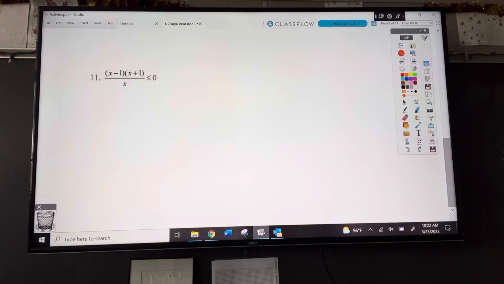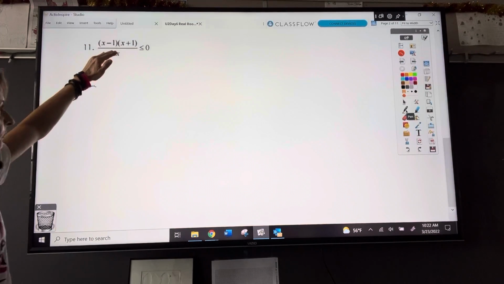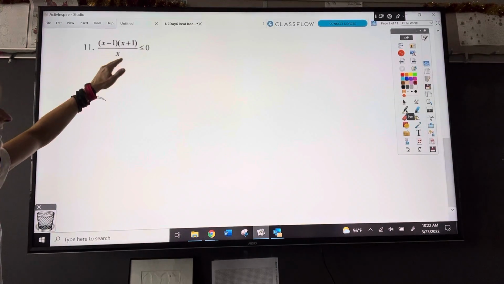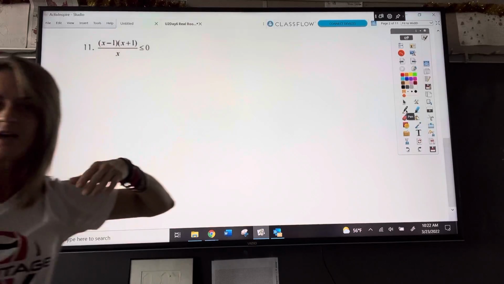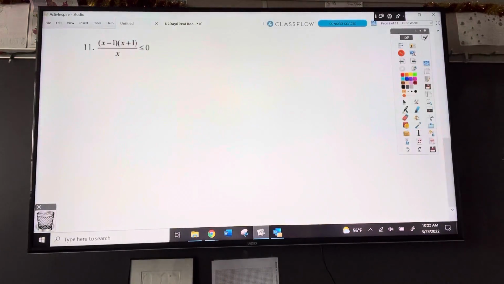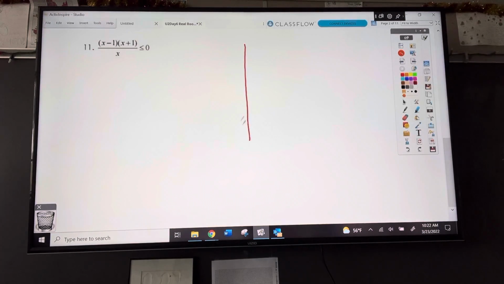So number 11, these problems have basically one extra step, okay? Because we've got a denominator here. This is a rational inequality. So we've got an asymptote. We've got a vertical asymptote at 0, and we just finished that in our last unit. When we have a vertical asymptote, I can't draw on my board, so I'm just going to make up some asymptotes. Let's just say right here, those are my asymptotes. And let's say I had a graph that looked like this.